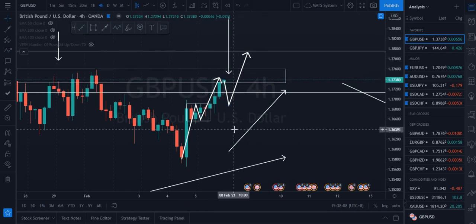Yes, in terms of higher time frame, I'm still looking for a sell, but on a smaller time frame, I would actually look for a buy.